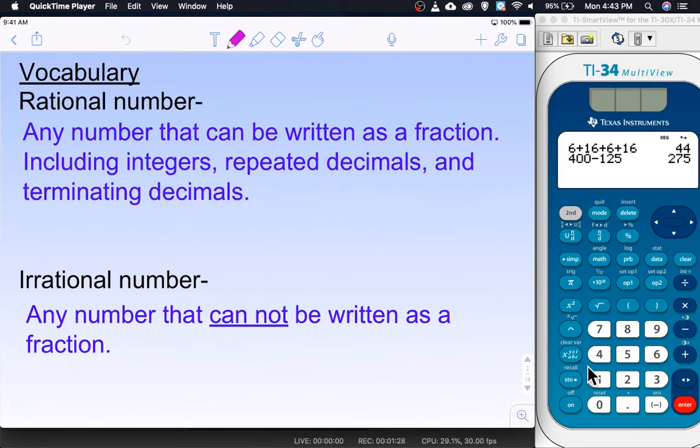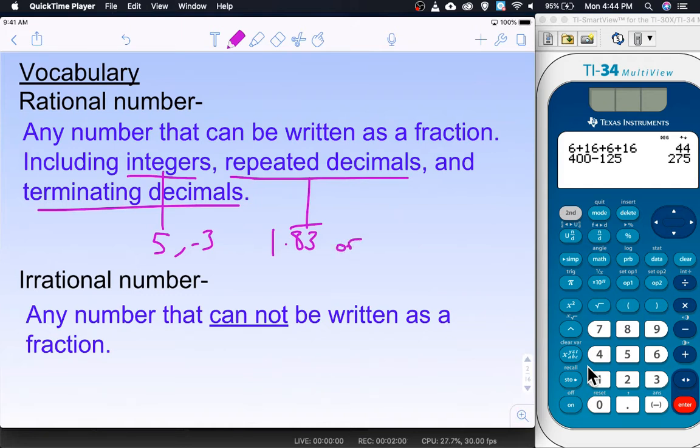A rational number is any number that can be written as a fraction. This includes integers, repeating decimals, and terminating decimals. An integer, in case you don't know, is a number like 5 or -3. It's a whole number, but it's allowed to be positive or negative. A repeating decimal would be something like 1.83 repeated, or -6.193 repeated, where there's a repeating pattern that repeats itself forever, infinitely.